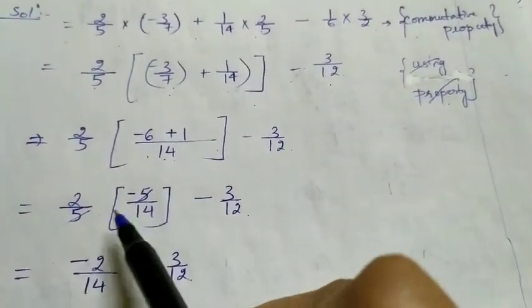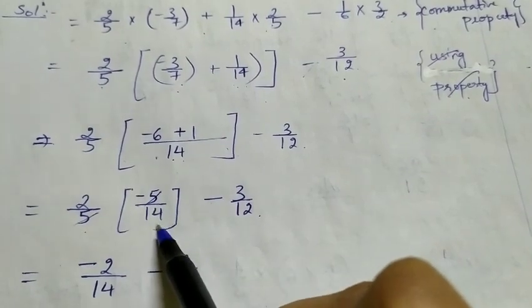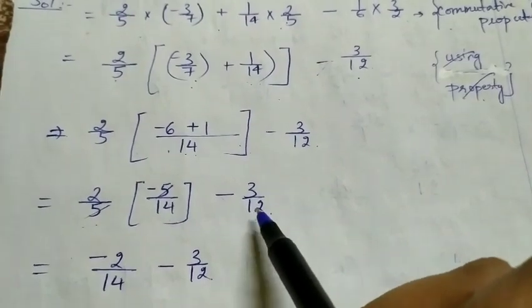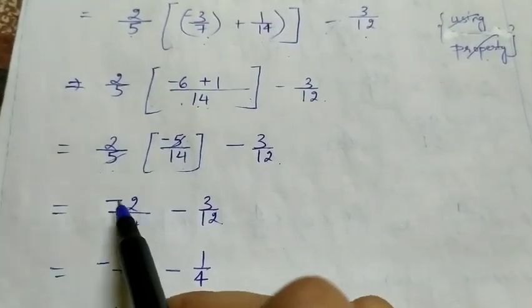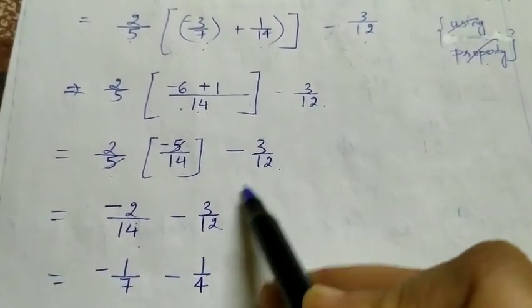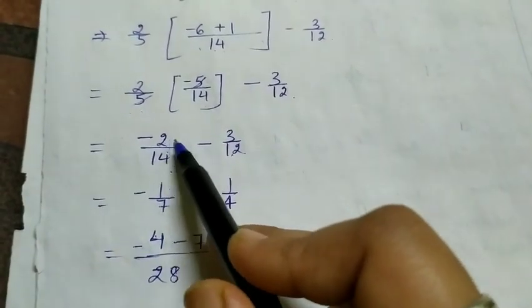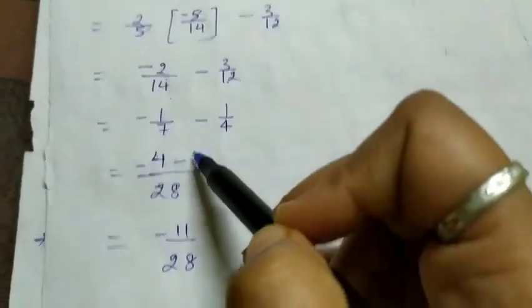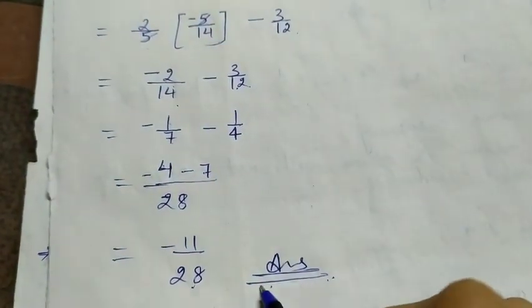After solving, we will get 2 by 5 into, in the bracket, minus 5 by 14. The 5 and 5 will cancel out, and the remaining part will be like that. Since a minus sign is here, minus plus will be minus 2 upon 14 and minus 3 by 12, and then we have reduced this fraction, that is 1 by 7 and 1 by 14. We have taken the LCM again and we have got this answer. At the end, you have to write the answer like this.